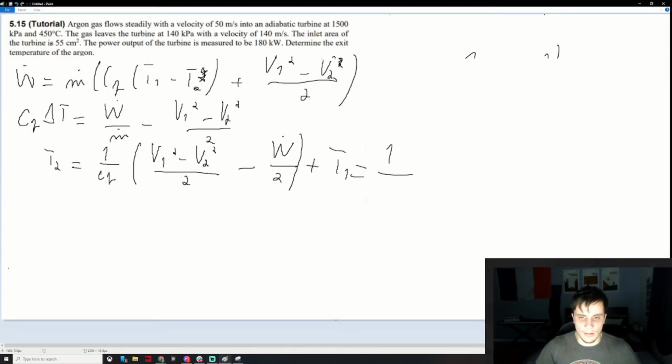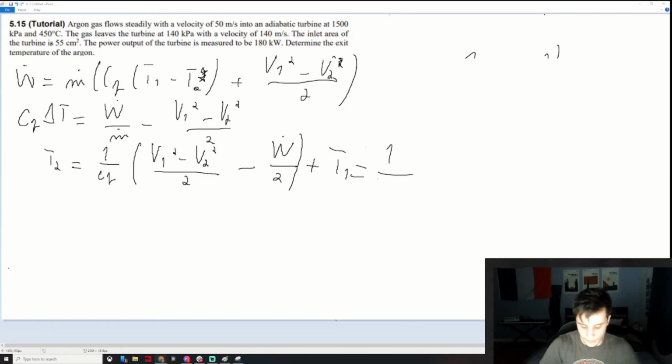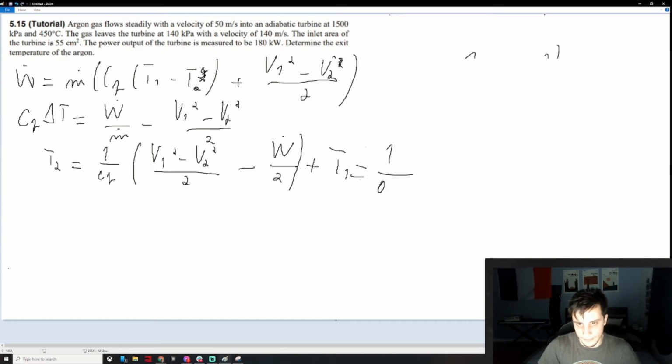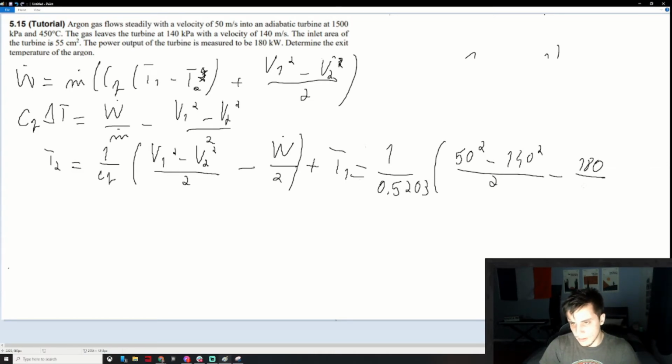Okay. So it was, from the table, 0.5203 times V1, which was 150 squared, minus, they gave it to us, 150 squared and 140 squared divided by 2, minus 180 kilowatts divided by the mass flow rate, which we found to be 2.742, plus the inlet temperature, which is 723 Kelvin. And those are all our variables.